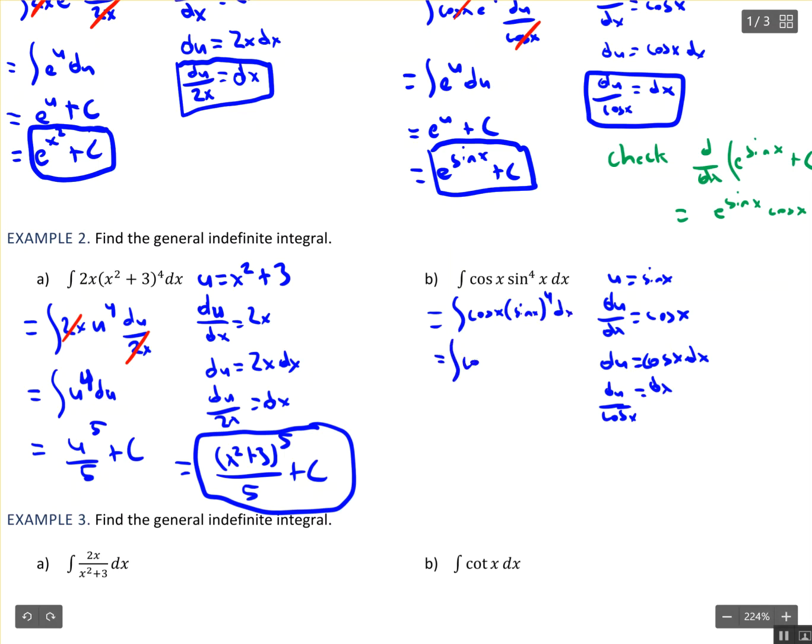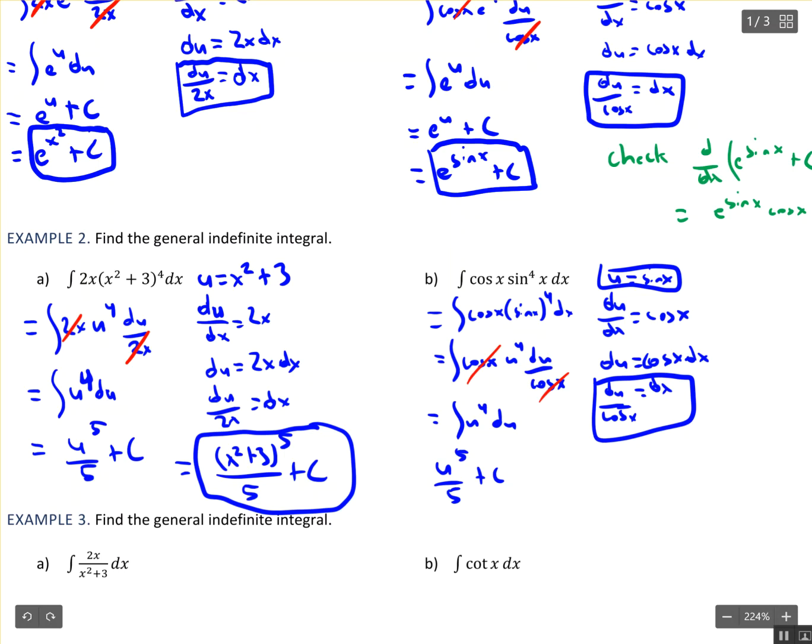So I'm going to have the integral of cosine of x. Sine of x was my u, so I'm going to have u to the fourth. And then dx is du. Again, I'm substituting this guy. So I use this guy above, right there. I'm using this guy down here. Cosine of x and cosine of x cancel. So I get the integral of u to the fourth du. The antiderivative of that is u to the fifth over 5 plus c. Plug in what my u is. I get sine of the fifth of x over 5 plus c.